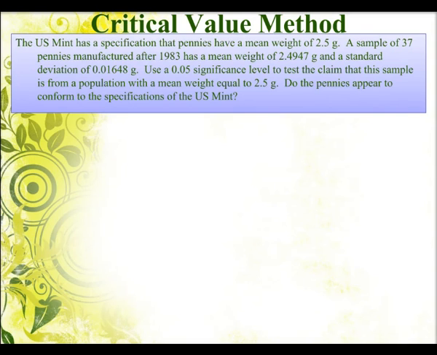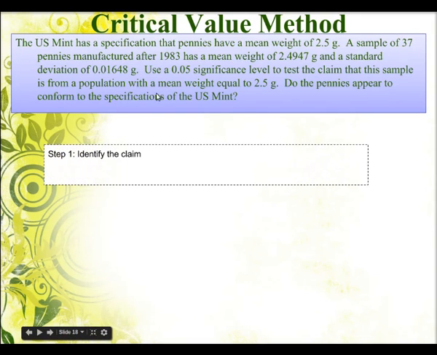Use a 0.05 significance level to test the claim that this sample is from a population with a mean weight equal to 2.5 grams, which, of course, is testing to see whether this sample came from an actual set of pennies that corresponded to the specification by the US Mint. So we'll be able to answer the question, do the pennies that are in this sample appear to conform to the specifications of the US Mint?